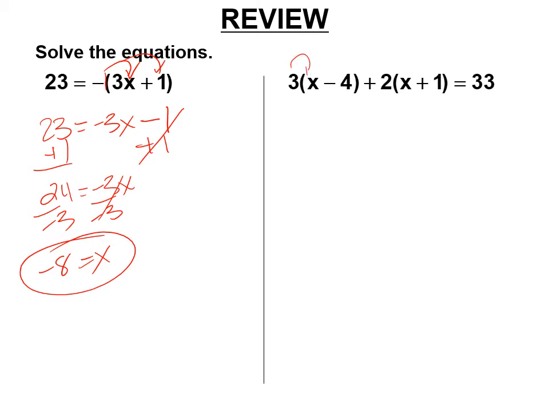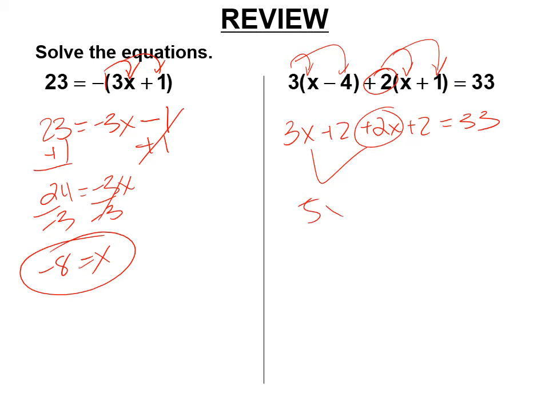All right, so here you have to distribute all over the place. Here you distribute by +2 because there's a plus there. If there's a minus there, and we haven't done a lot of that, you would distribute by a -2. 3x minus 12 plus 2x plus 2 equals 33. 3x plus 2x, 5x. 2 plus 2 is 4. There's our 2-step. We're going to subtract 4 from both sides. That's looking like we're going to get a fraction here.